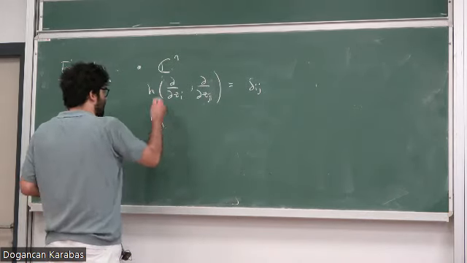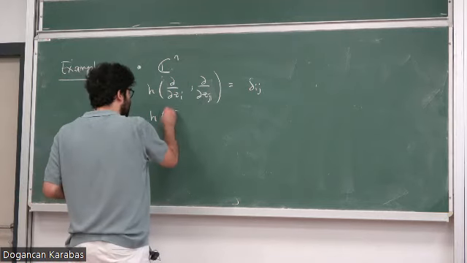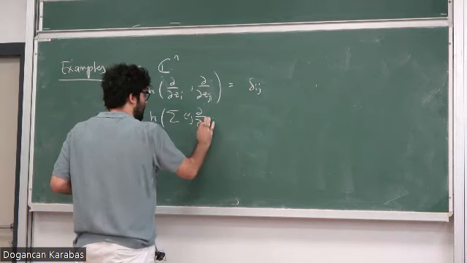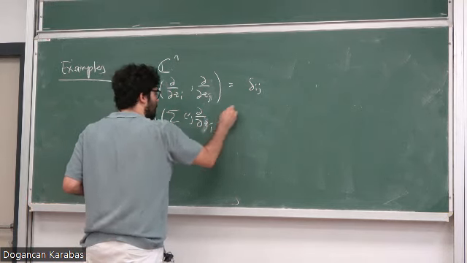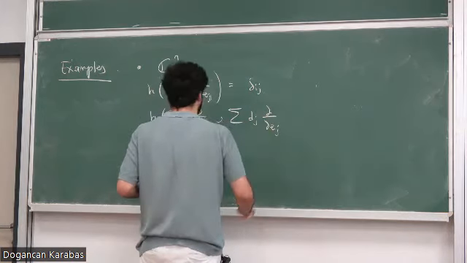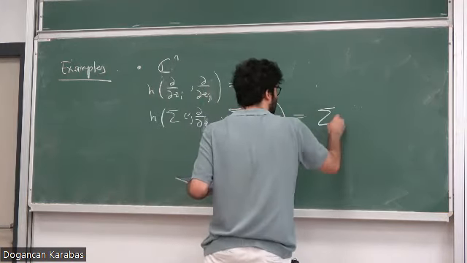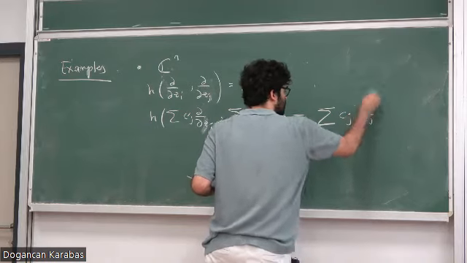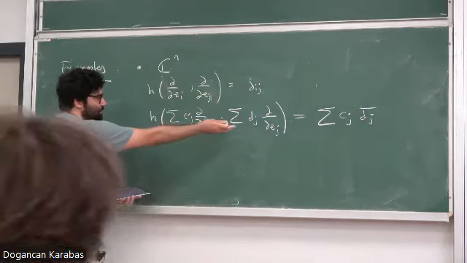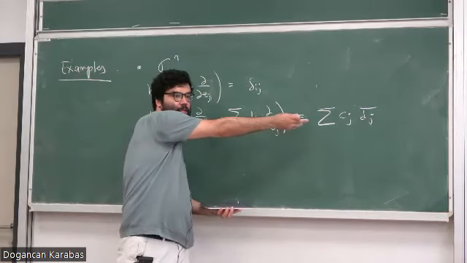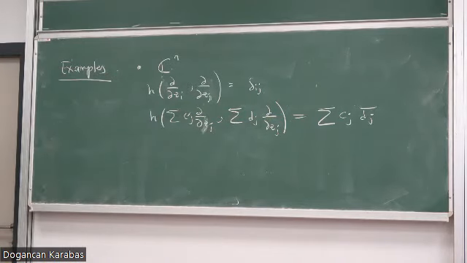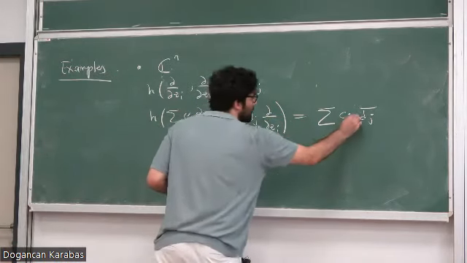But if you write what this is for general vectors, you get the sum of c_j, d_j bar. So it looks very simple here, but if you wanted to evaluate it on general vectors, it has this expression, which is kind of complicated. You're doing a complex multiplication. So it's not so easy.